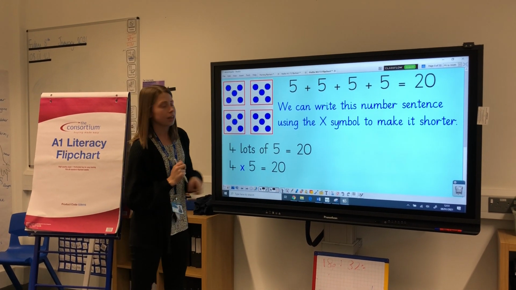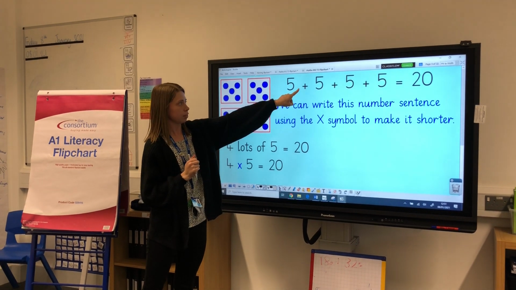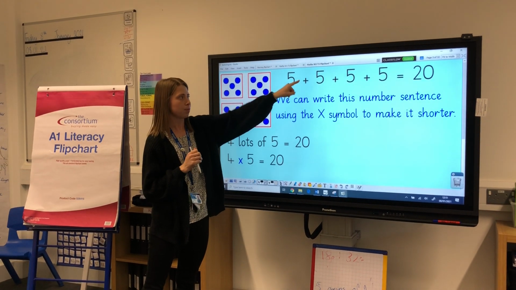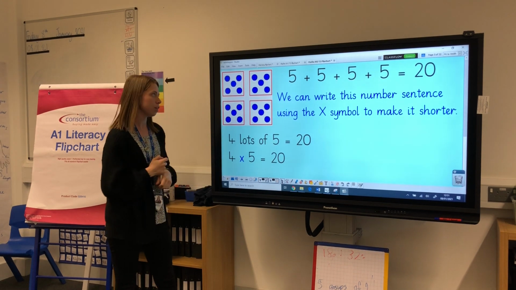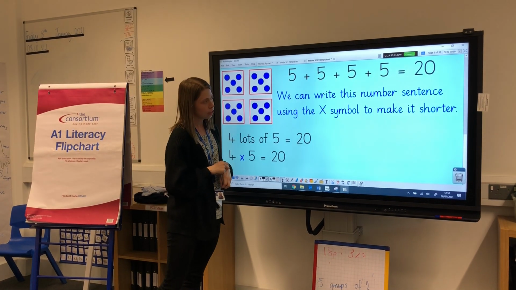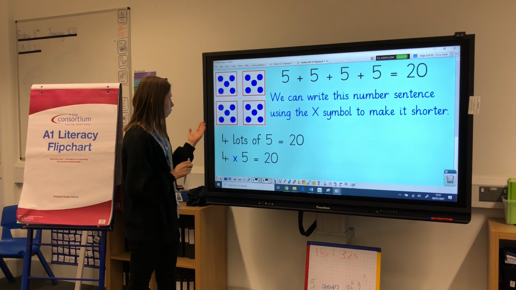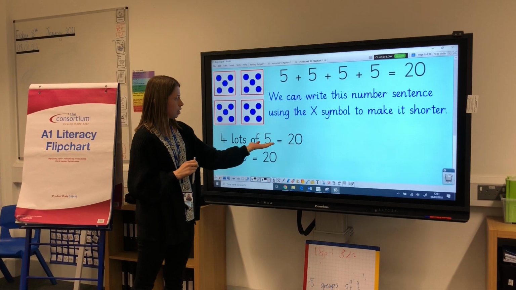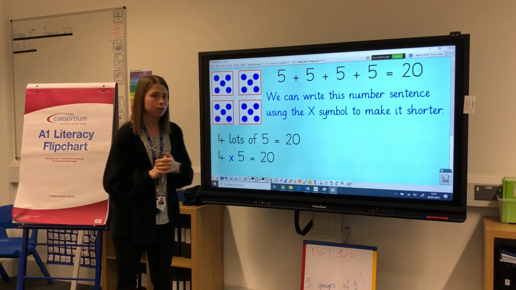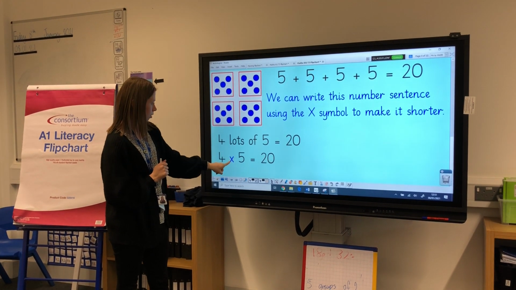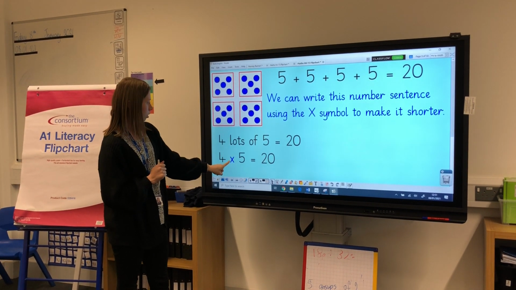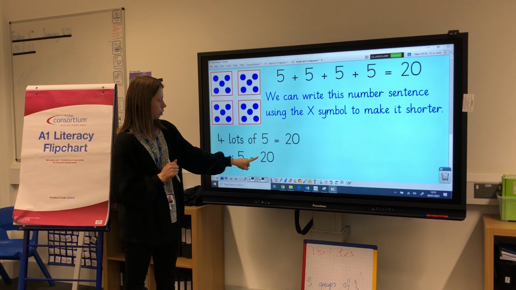Now, we can write this repeated addition sentence in a different way to make it smaller, because 5 add 5 add 5 add 5 equals 20 is quite a mouthful, isn't it? So, we can say 4 lots of 5 equals 20, and we know that lots of means times. So we've got 4 times 5 equals 20.